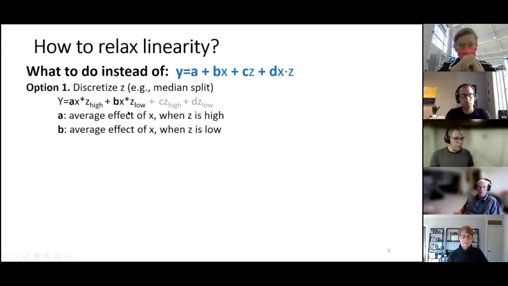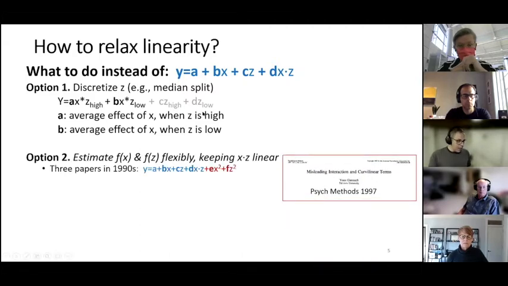And so what you do with this is you can say, all right, if I do a median split, I can give you the average for high and average for low without linearity violations affecting me in any way. Another thing you can do is you can add flexibility to the X and to the Z while keeping this linear. And there's 3 papers in the 90s. If you want to read up on that, this is my favorite, who talked about it.